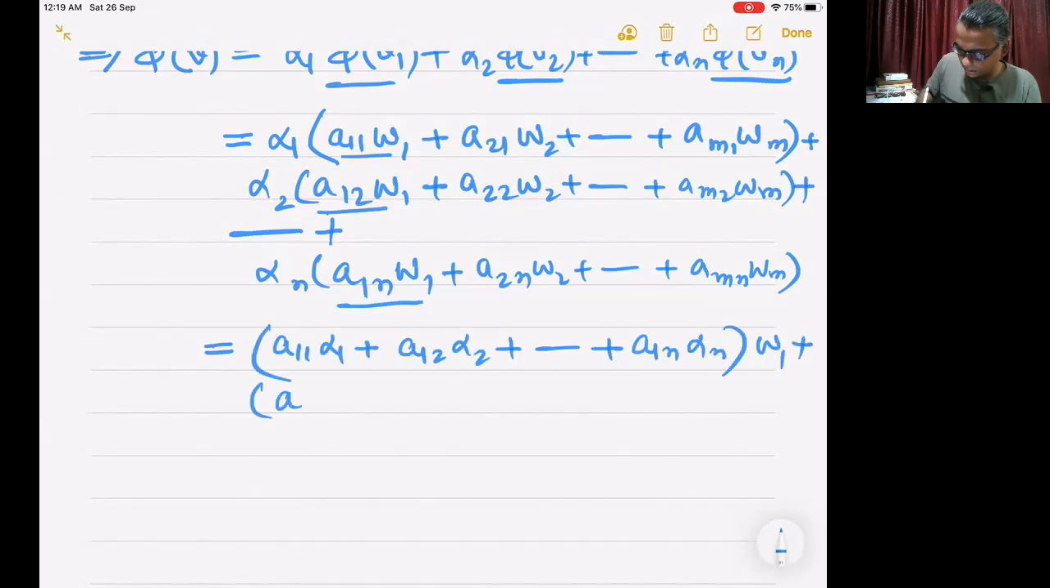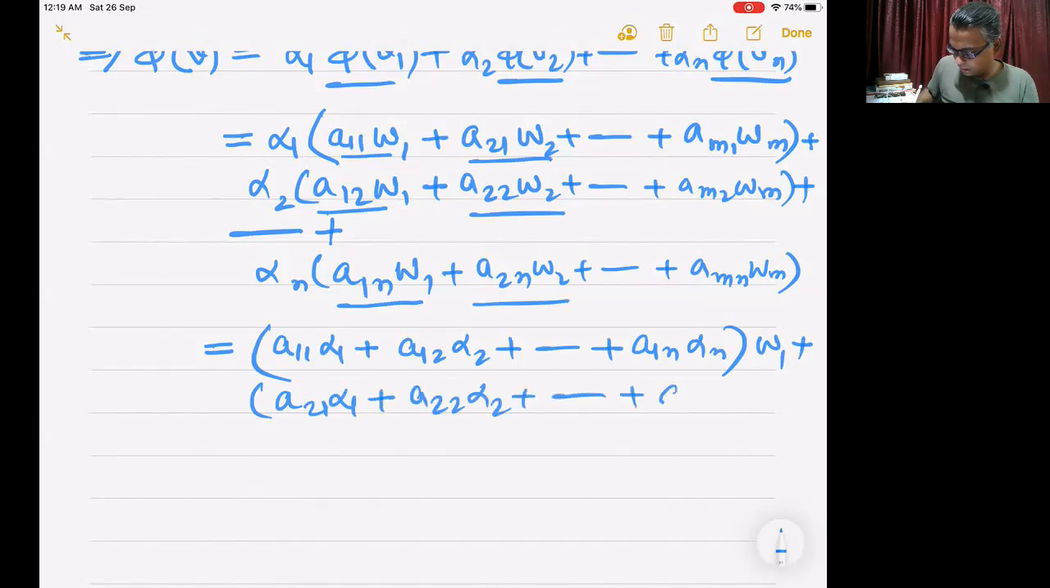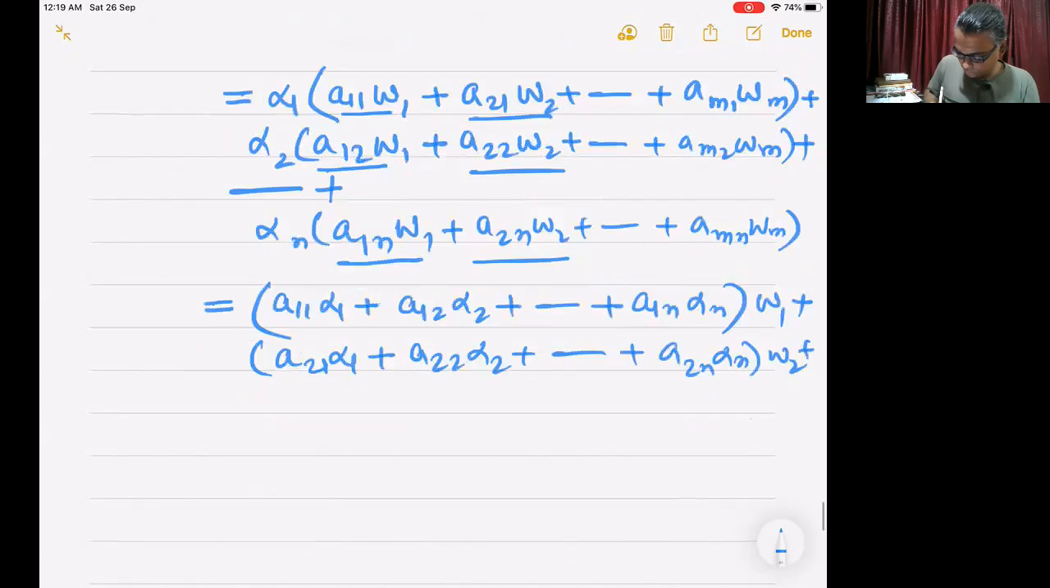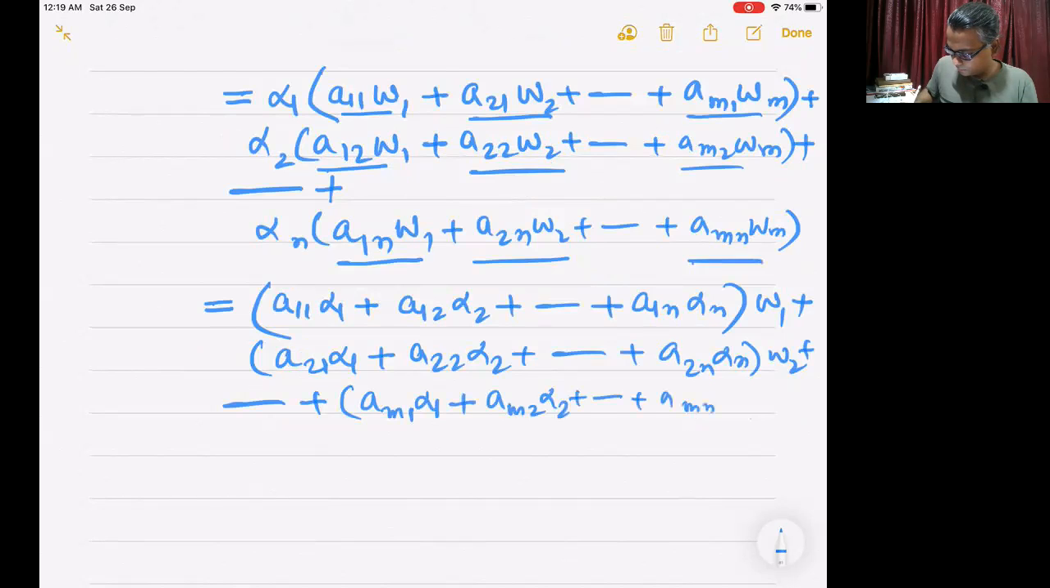Now W2s, these are the W2s. So I have A21 alpha 1 plus A22 alpha 2 plus dot dot dot up to A2n alpha n, multiplying W2, plus, this will continue, finally plus, this one, and so on, this one, AM1 alpha 1 plus AM2 alpha 2 plus dot dot dot AMn alpha n, multiplying Wm, right?